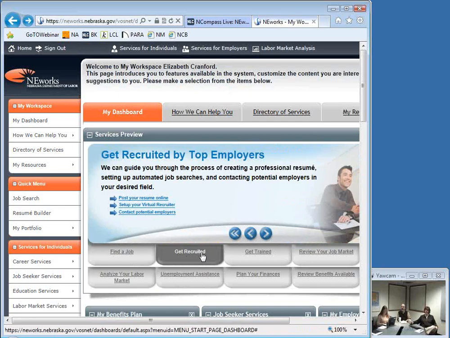So let's go to Get Recruited. How do I get recruited? Well, this takes us through creating the resume. And with the new version of NEworks, the resume wizard actually has changed. There are fewer steps to complete, but the wizard takes you directly through it. If we have time, we can start walking through that today.